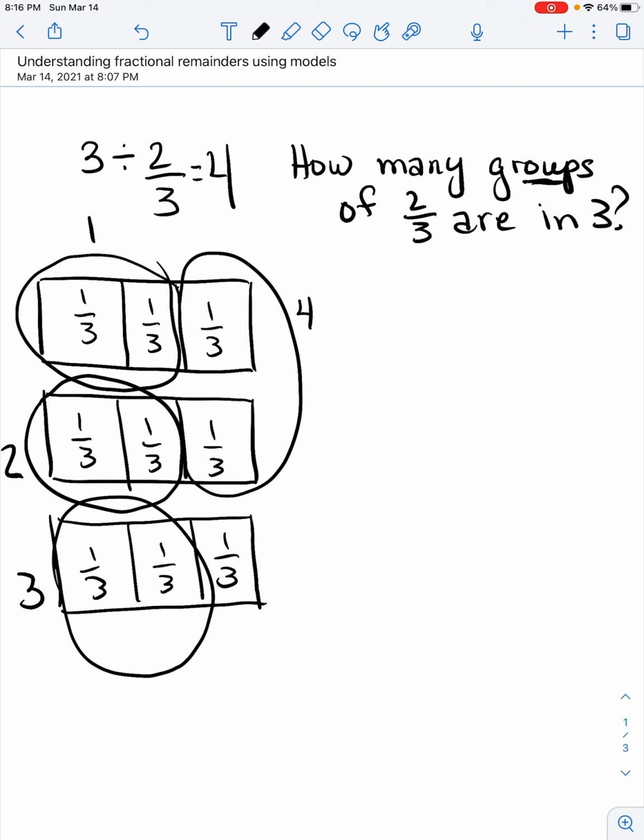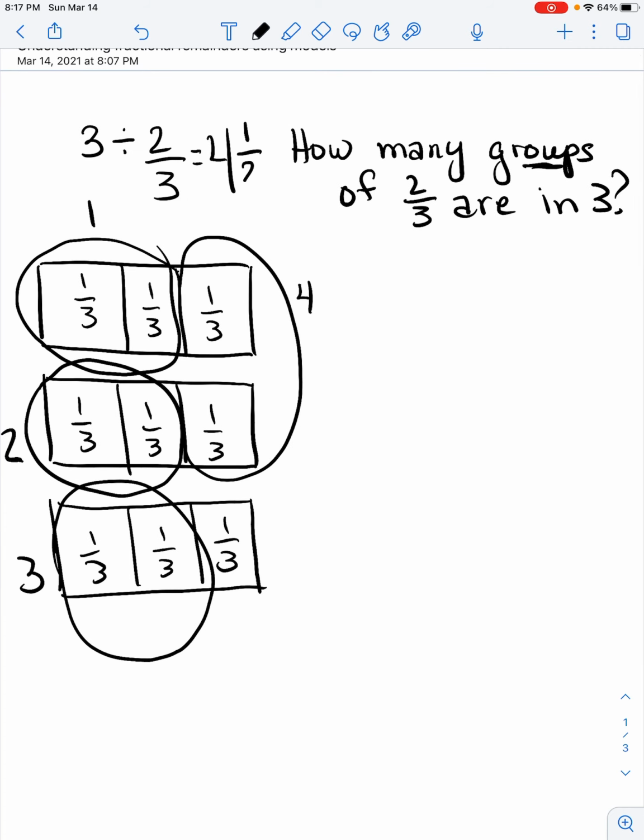Each piece is a third. So a group is 2 pieces. Now, if we look at it that way, then I have 4 full groups. And if a full group is 2 pieces and I have 1 piece, that means that I have 1 out of 2 pieces, or half of a group, and so my answer is going to be 4.5. So the half means half a group of 2/3, even though it looks like that one leftover piece is 1/3.